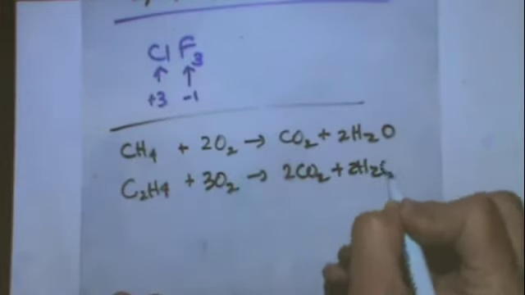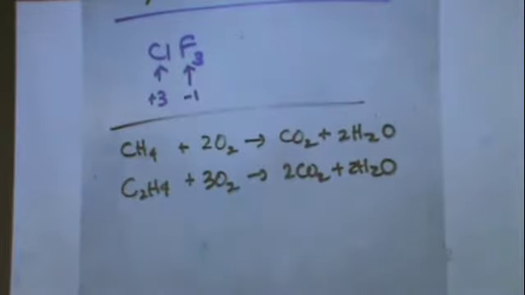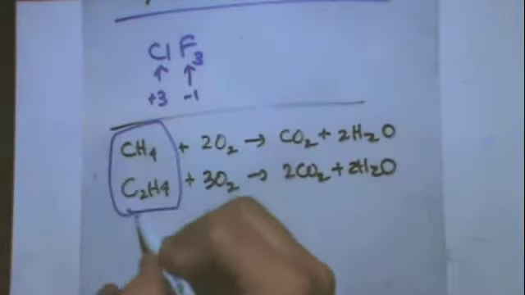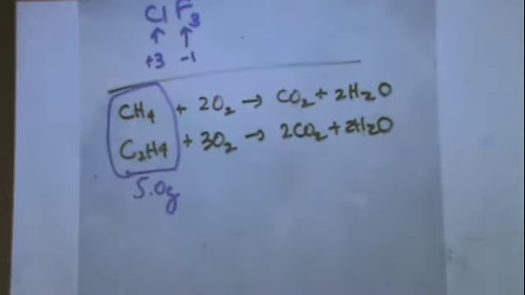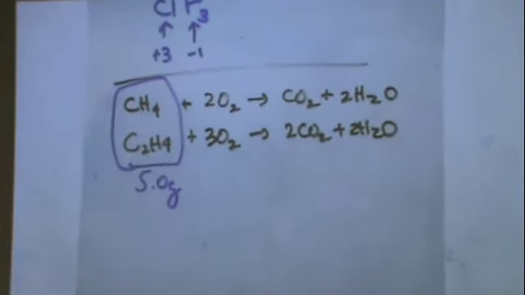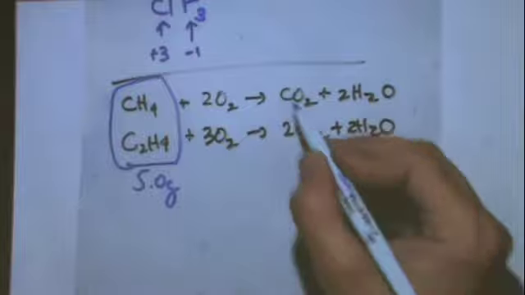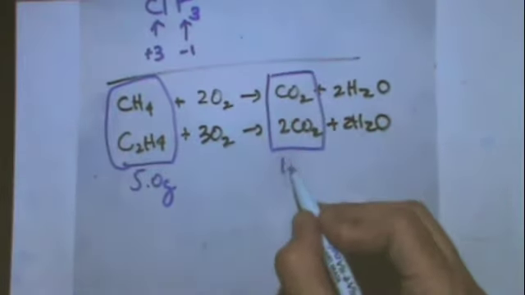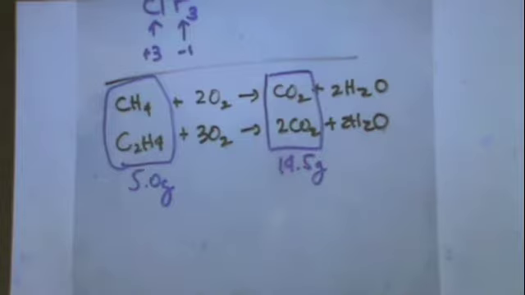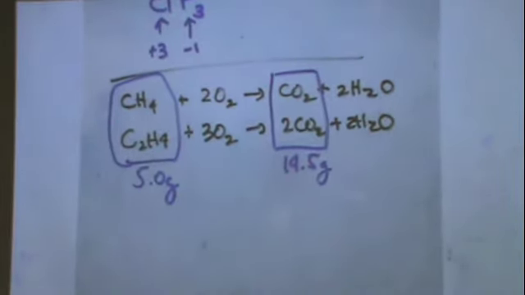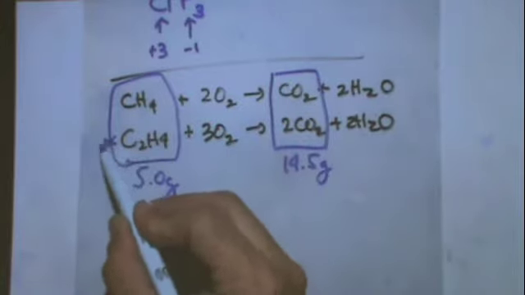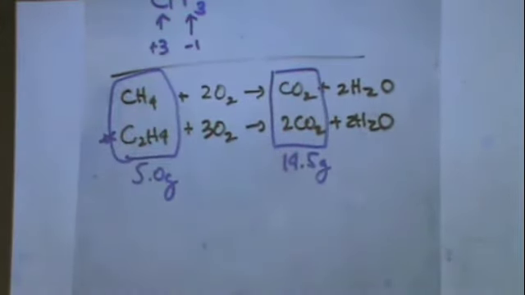It says a 5-gram sample, and it's a mixture of both of these. The 5-gram sample was burned in oxygen, yielding 14.5 grams of CO2, and some water as products. What's the mass percent of the sample that was ethylene? That's the one I'll put the star by right there. Write and balance this first to figure out what you're doing.